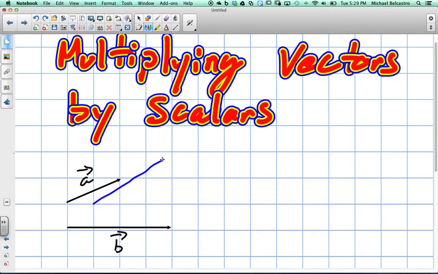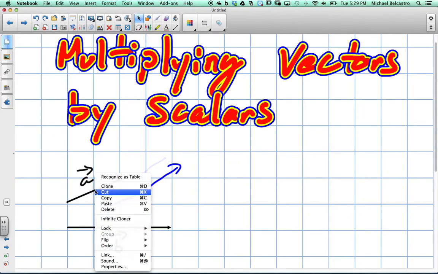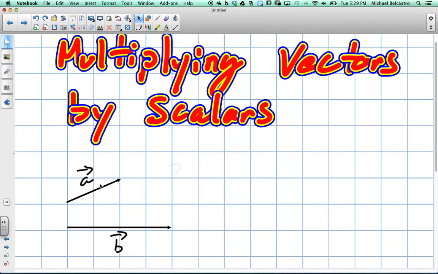In other words, they go in the same direction. That's not very good. That looks a little more parallel to the original. They just have different magnitudes of each other. So, for instance, let's make that a clone. This is our vector A.